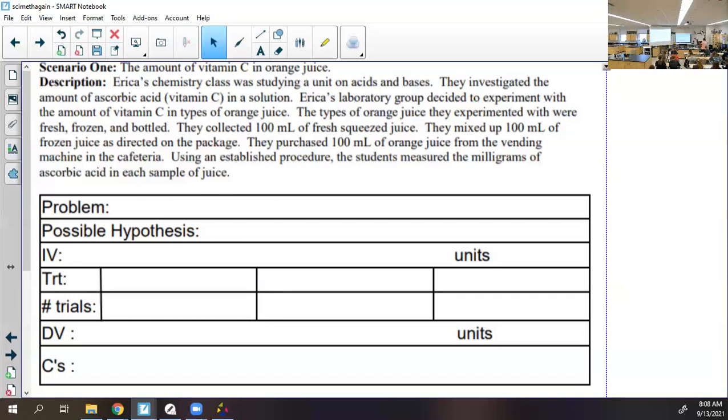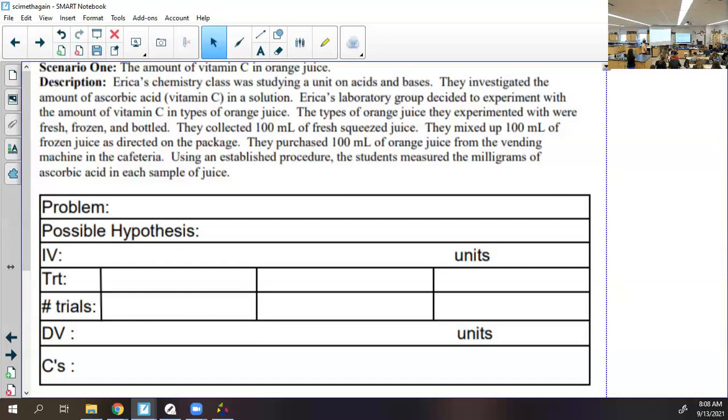Okay, as you read, Erica's chemistry class was studying a unit on acids and bases. They investigated the amount of ascorbic acid or vitamin C in a solution. Erica's lab group decided to experiment with the amount of vitamin C in types of orange juice. The types of orange juice they chose were fresh, frozen, and bottled. They collected 100 milliliters of fresh, 100 of frozen, and 100 of whatever from a vending machine.